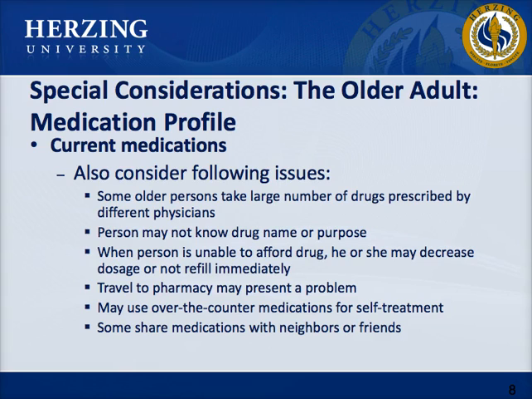Sometimes for older adults, when the person is unable to afford a drug, he or she may decrease dosage or not refill immediately, or they may take it every other day to save money. You have to remember that for older adults, just traveling to the pharmacy may present a problem. And they also may use over-the-counter medications for self-treatments, and they may also share some of their medications with families, neighbors, or friends.